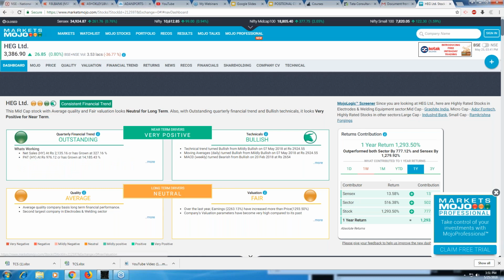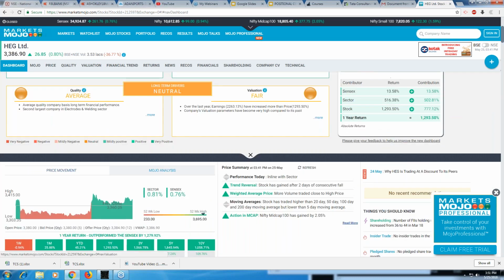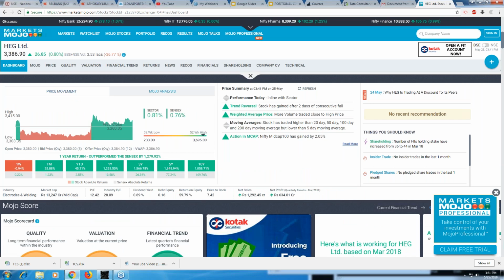Then you come below. It says price movement, right? 1 week, 1 month, year till date, 1 year, 3 year, 5. So year till date, you can see how the stock has performed. If you see here, 1 week 0.22%, 1 month 1.23%, year till date 2.25%, 1 year 13.58%, 3 years 26, and so on and so forth.